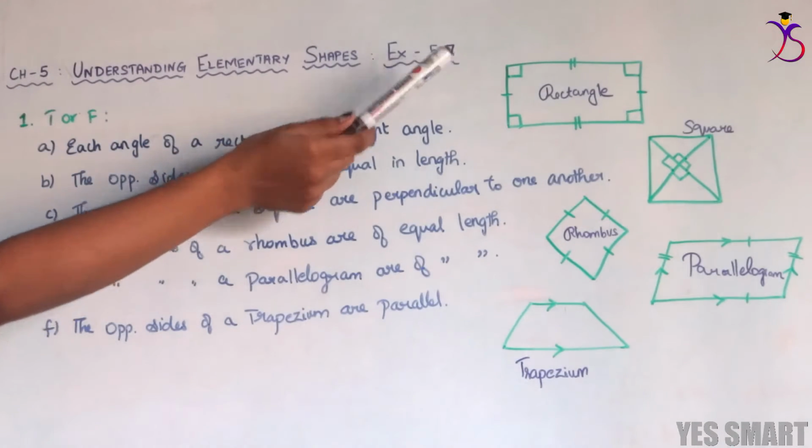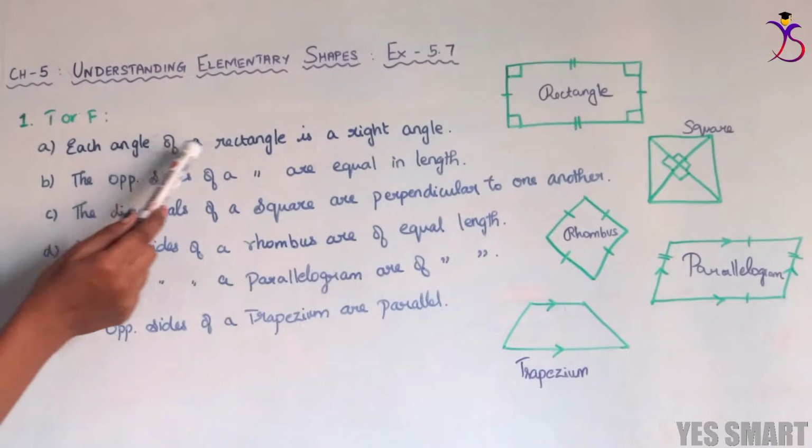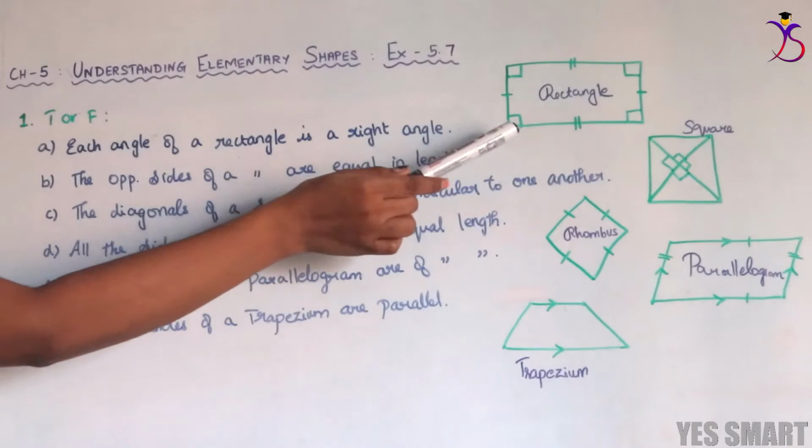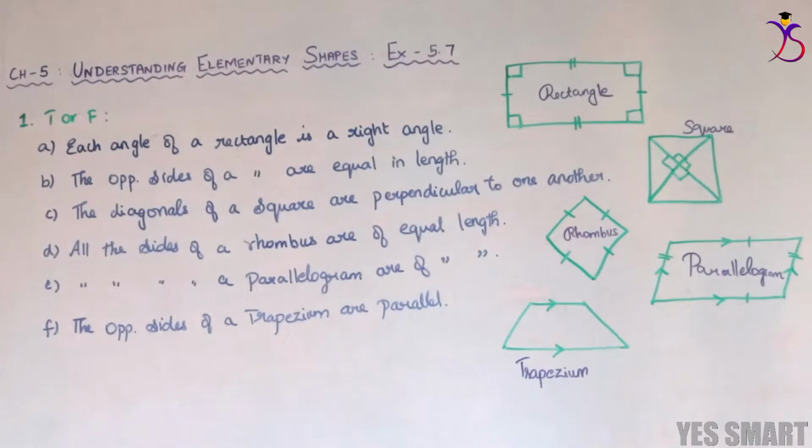Chapter 5, Exercise 5.7. First one, true or false. There are a series of questions for which we have to say whether it is true or false. The first one, each angle of a rectangle is a right angle. They are saying that all the angles of a rectangle are right angles. So here is a rectangle. We knew already that all the angles of a rectangle are right angles. Therefore the answer is true.